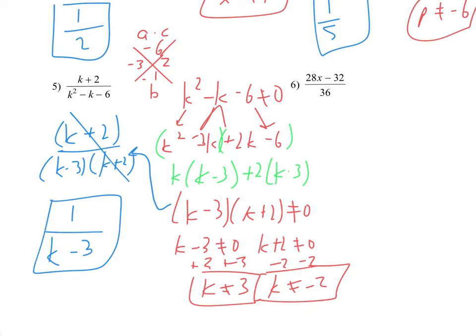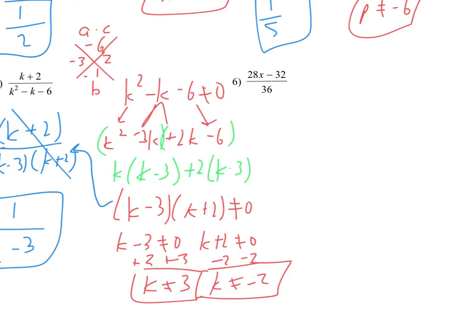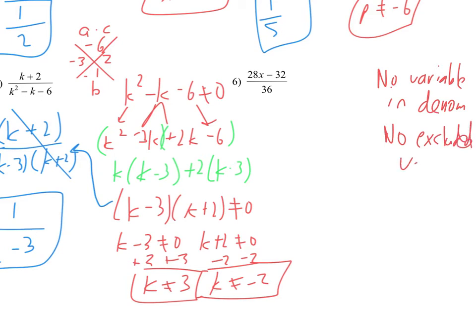All right, so then next up, number 6. Let me move over here. So first of all, for the excluded values, this one is actually kind of a special case. There's no variable in the denominator, and therefore there's no excluded values, okay? So anytime that you have no variable in the denominator, there are no excluded values. So just keep that in mind, okay? There's no x value that would make the denominator 0 because there's no x in the denominator, okay? So now I'll just move on to my simplifying.